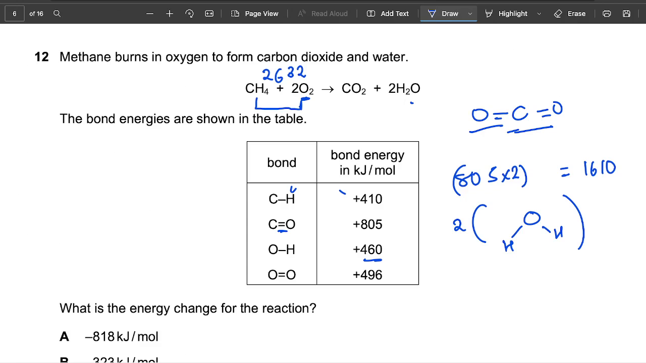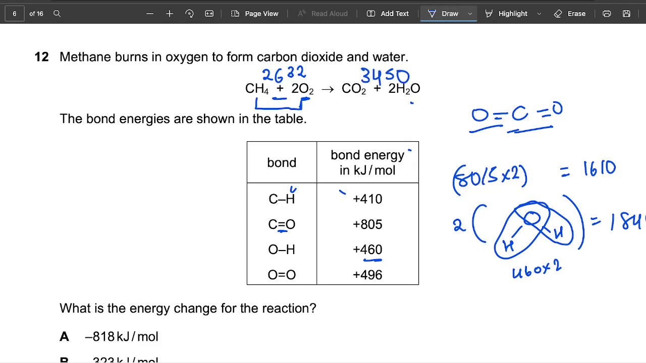Actually, 1 second. We'll have one bond here. We'll have another bond here. So 460 times 2 will give us 920, and then 920 times 2 will be 1840. So now I add these two together and I will get 345.